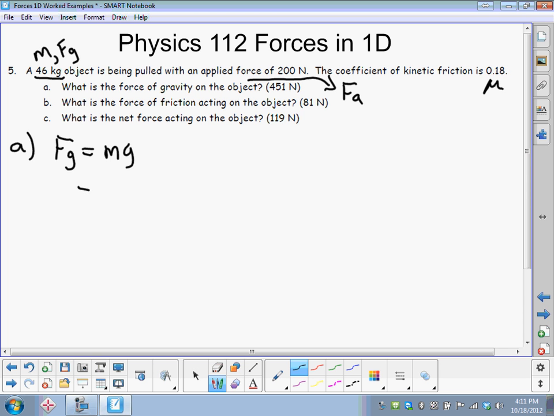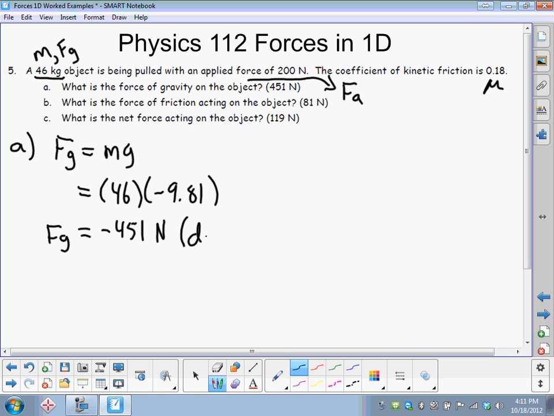So force of gravity equals the mass, 46 times acceleration, acting downward, negative 9.81 meters per second squared. So the force of gravity works out to be negative 451 newtons. And again, that's just directed downward. For us, we can take the absolute value or the magnitude of that, and that equals positive 451. Either answer is satisfactory.